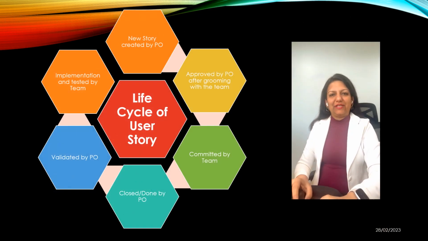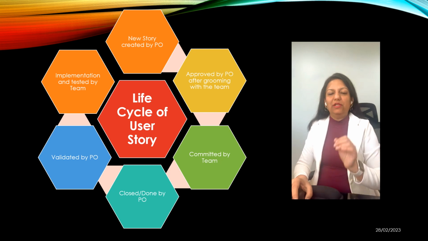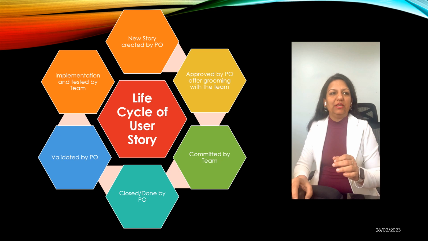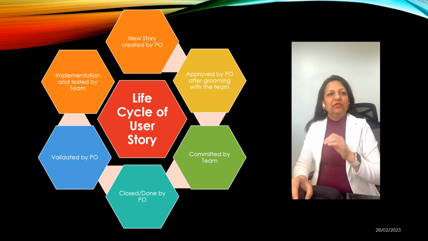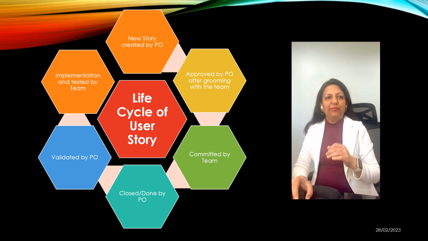Let's understand the life cycle of the story. So first of all, product owner creates a new story and grooms that story with the team. When all the associated questions are being answered and team provides an estimation on the story, this will become the part of prioritized product backlog. So now the story is ready to be picked up for the implementation. It can be planned as part of the sprint and needs to be committed by the team. Once implemented and tested by the team, product owner validates the story and closes the story after checking definition of done.